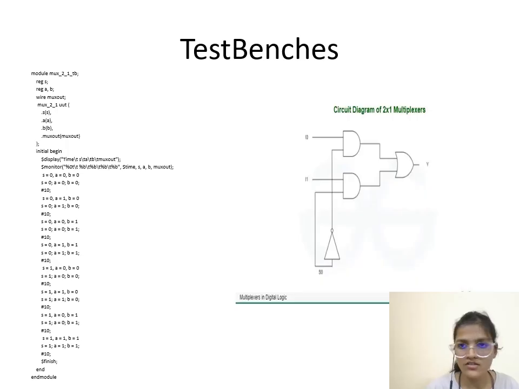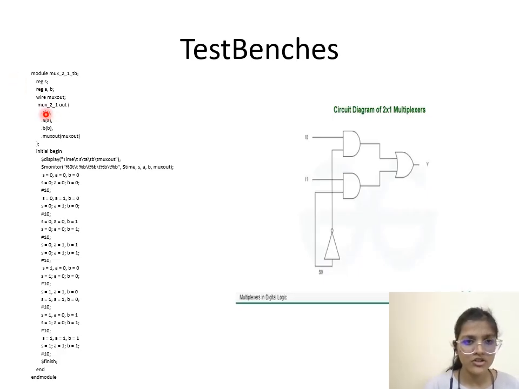So for the 2:1 multiplexer, this test bench is used for testing the functionality, in which we have defined S, A, and B as registers because they will be driven with the values of the test bench, and mux out as a wire because it will be driven by the multiplexer module.